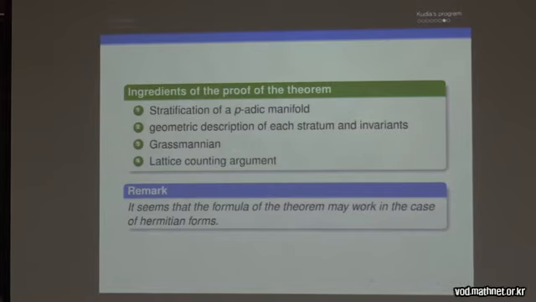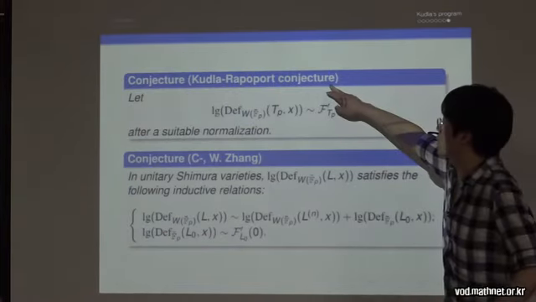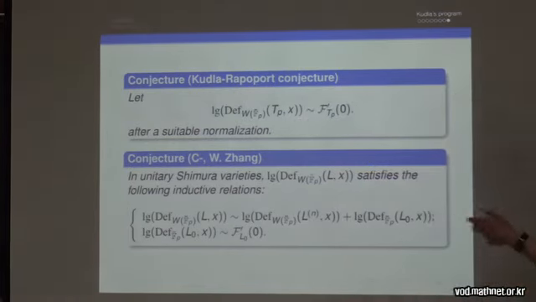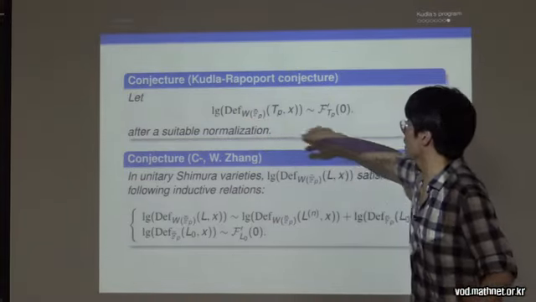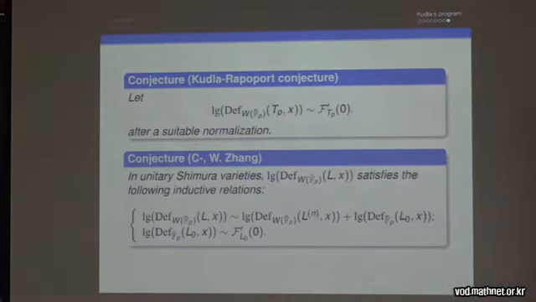So this is the Kudla-Rapoport conjecture. The Kudla-Rapoport conjecture is the Hermitian version of the local conjecture by Kudla, giving a matching between the intersection multiplicity and the derivative of the local density series. Kudla and Rapoport also expected this relation to hold in the Hermitian forms case, the unitary group case.